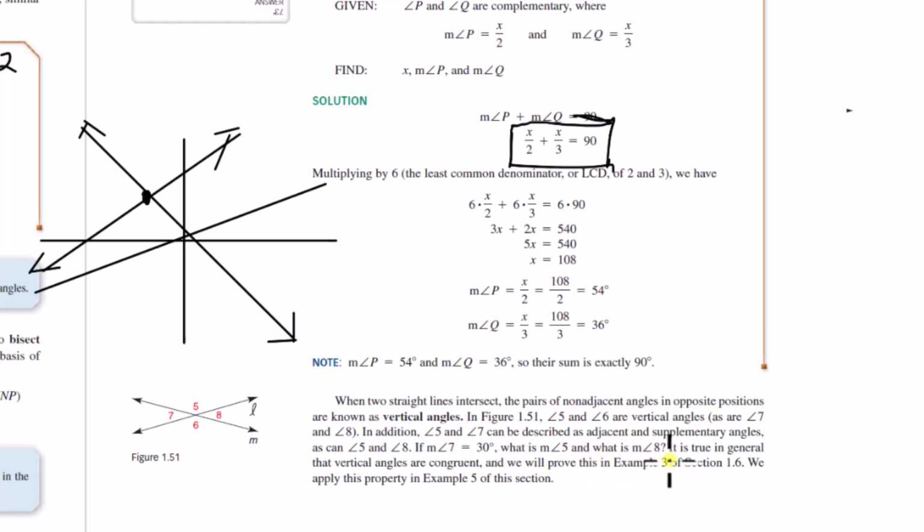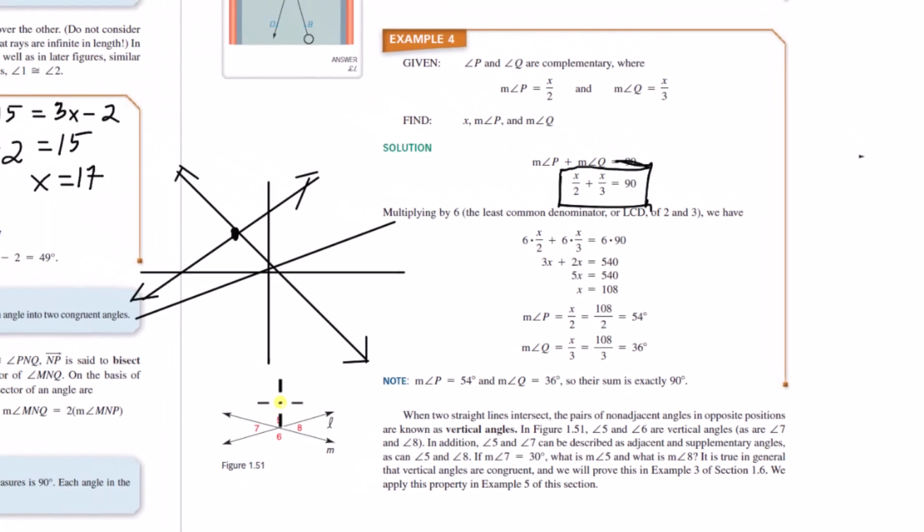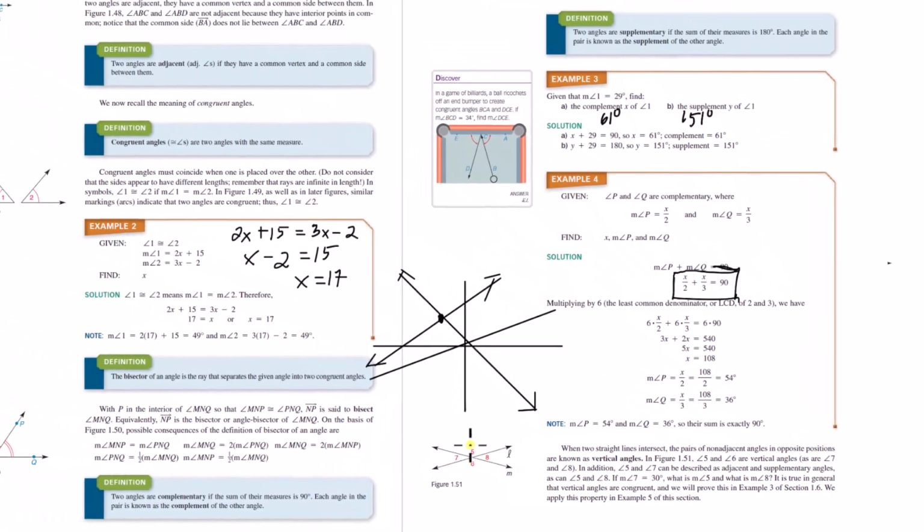All right, now it is true in general that vertical angles are congruent, and we will prove this in example 3 of the section two sections from now. Okay, that's cool. Vertical angles are going to be congruent. That's a universal fact, and we're going to prove it later. So vertical angles are congruent.